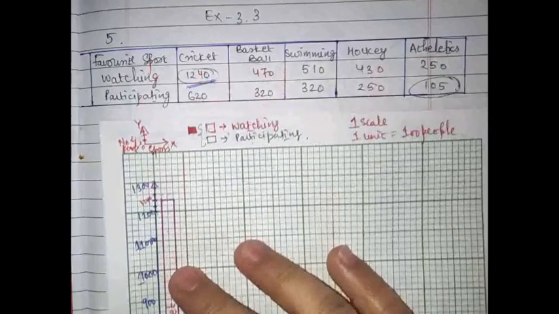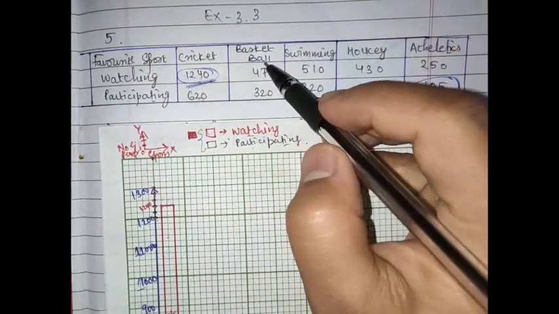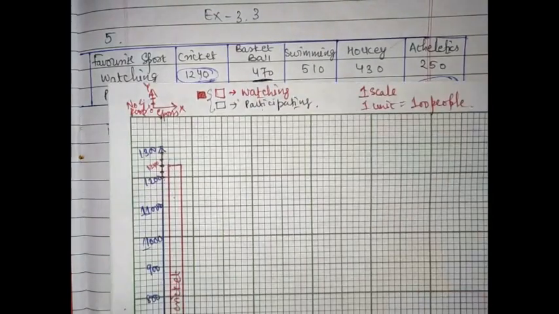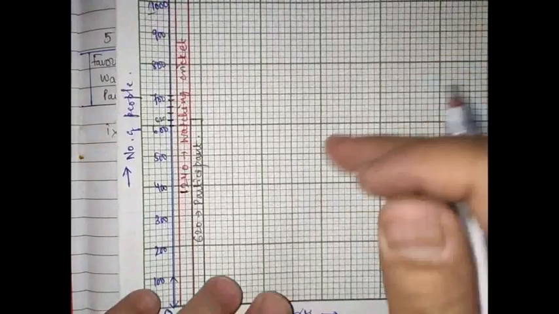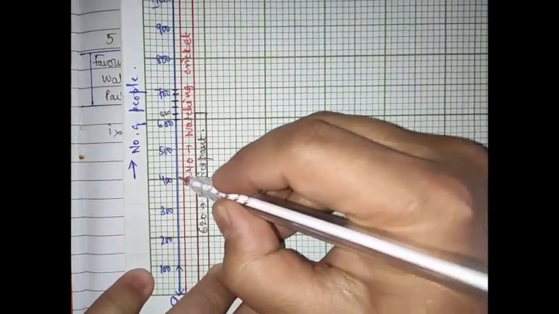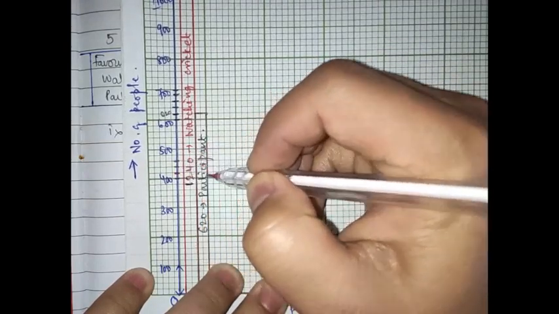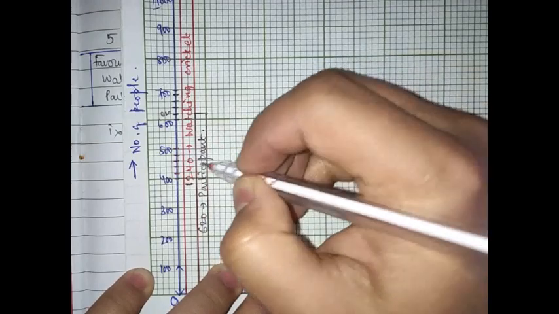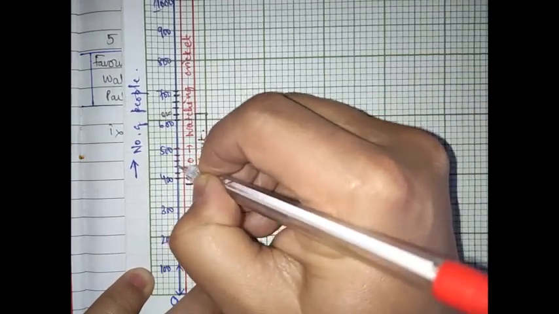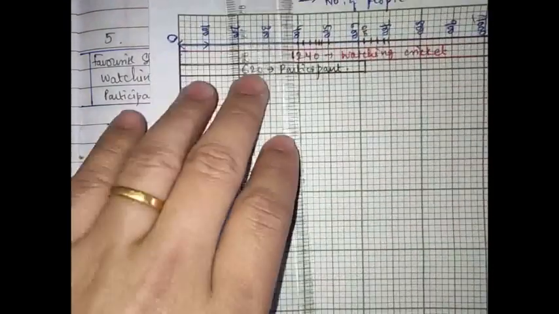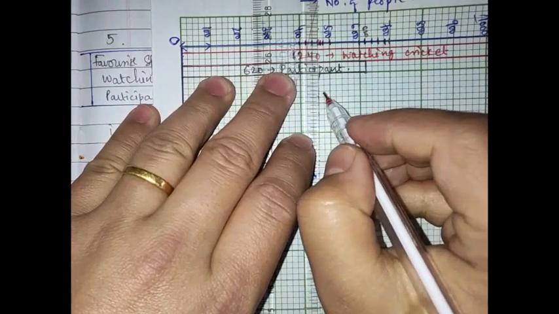Let us make the second one, for those watching basketball. The number of people is 470. So where is 470? 400 is here, 420 is here, then come 440, 460, 480, then comes your 500. You have to make for 470, so it is 20, 40, 60 and 80. So it should be in between, right? I'll be making it like this.